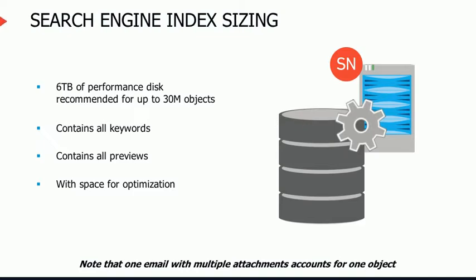The index contains all the keywords associated with the index data as well as the previews for the data objects. The sizing recommendations also take into account the space required for optimization of the database during maintenance tasks. One item to note is that with the new CommVault search engine, one email represents an object, regardless of the number of attachments. This is a departure from previous versions and may impact sizing significantly.